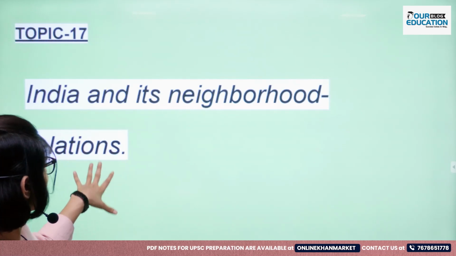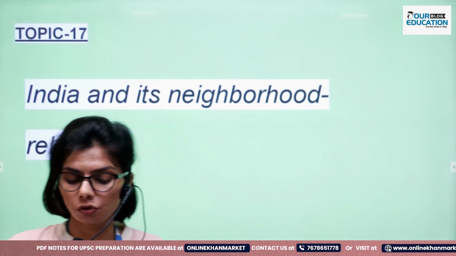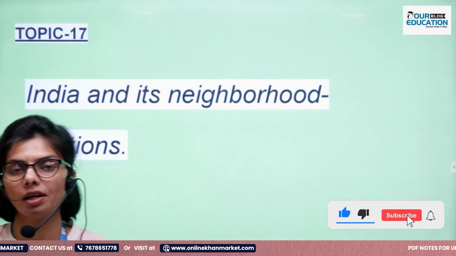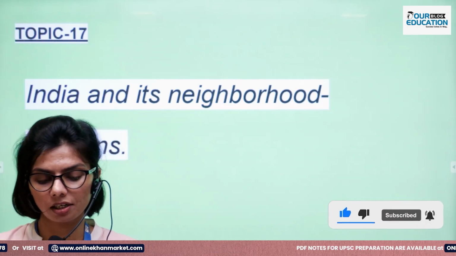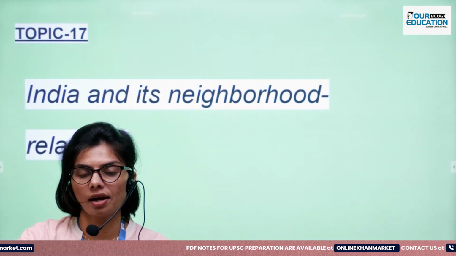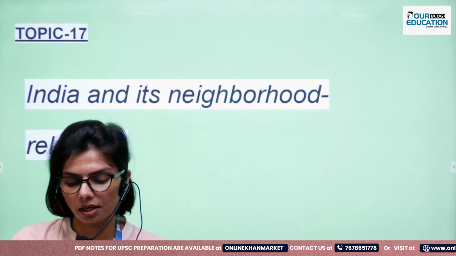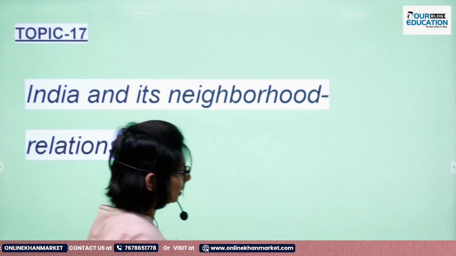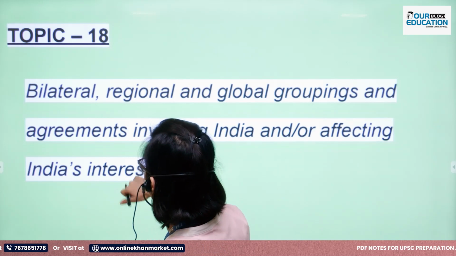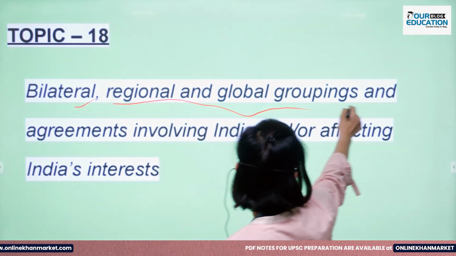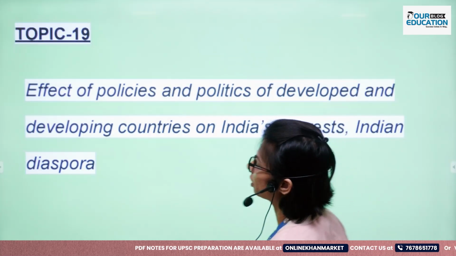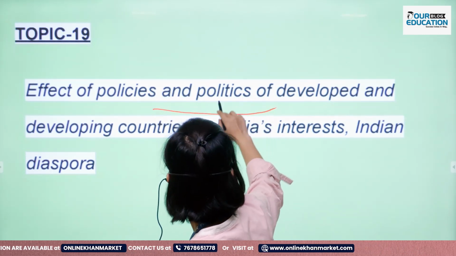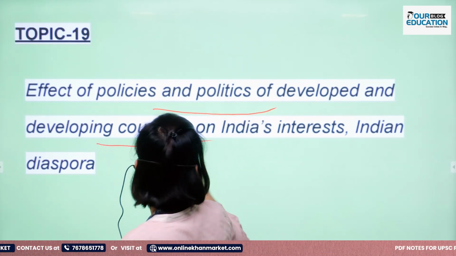Now it comes to the IR part of your syllabus: India and its neighborhood. IR completely covers bilateral, regional, and global groupings, the policies and politics of developed and developing countries, diaspora, and international institutions and their mandate and structure. You can see that your IR part is very broad. It covers all the groupings, bilateral, regional as well as global, and the effects of the policies and politics of developing countries.